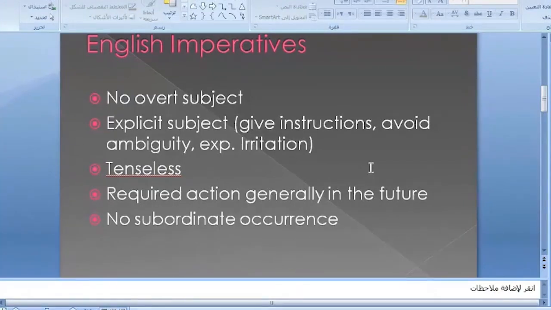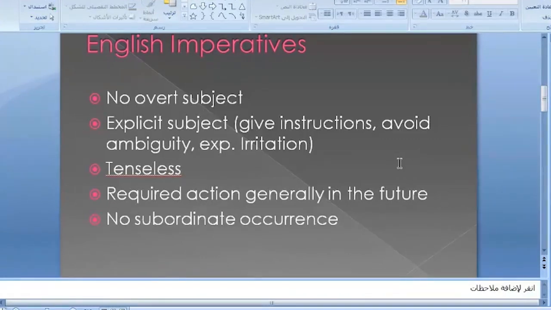The subject is not overt. A second feature says sometimes the subject is explicit, as I have mentioned. So why is it explicit? Of course, there are reasons. Sometimes I want to give my instructions. Sometimes I want to avoid ambiguity.